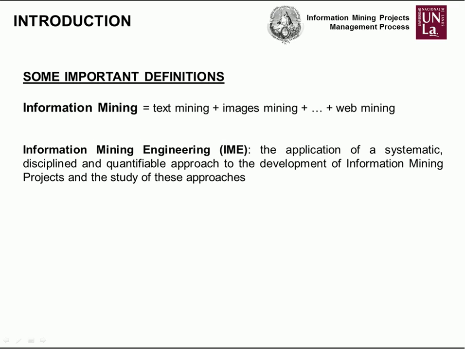Based on that, software engineering has been defined as the application of a systematic, disciplined, and quantifiable approach to the development, operation, and maintenance of software, and the study of these approaches; that is to say, the application of engineering to software. We define information mining engineering as the application of a systematic, disciplined, and quantifiable approach to the development of information mining projects and the study of these approaches, the application of engineering to information mining.